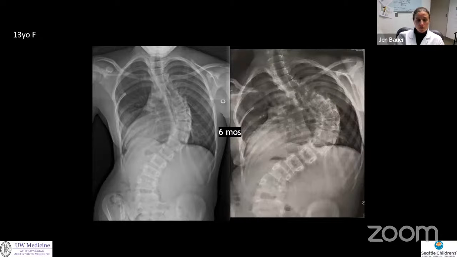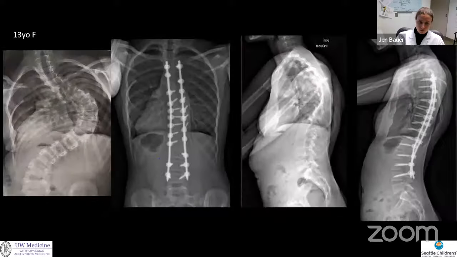In 6 months, her curve went from 60 degrees to 120 degrees. This to me is a rapid progression. I'm going to get an MRI on this just to make sure there's nothing we're missing. There was nothing that we were missing. She just happened to have a very rapid growth spurt with already a big curve. And this was just an idiopathic scoliosis that we treated.